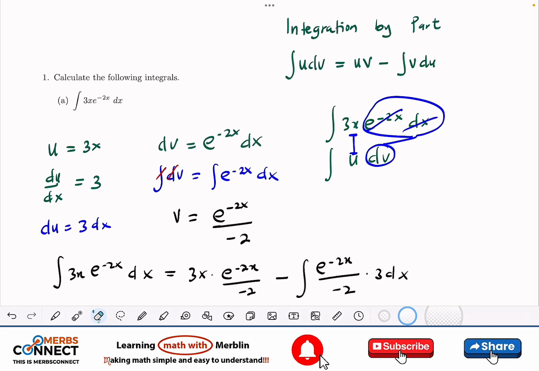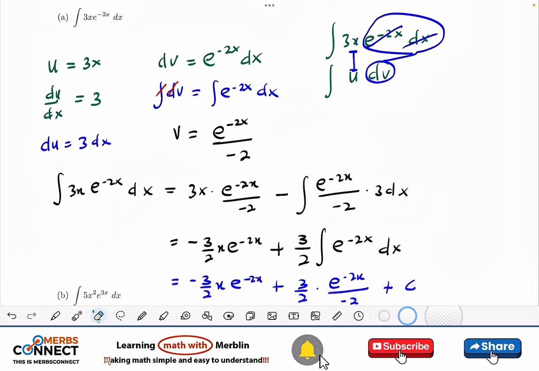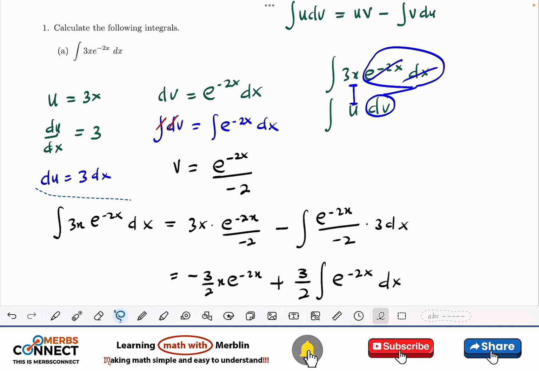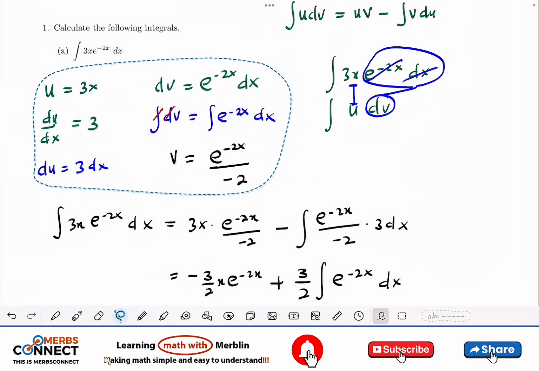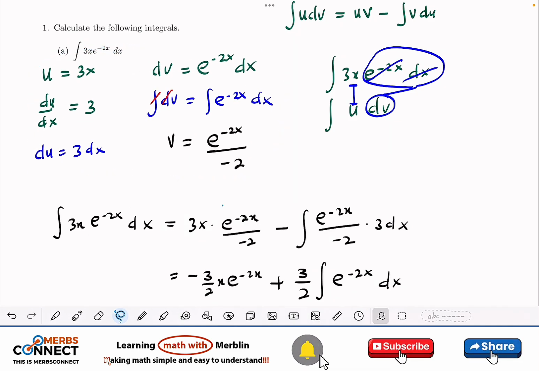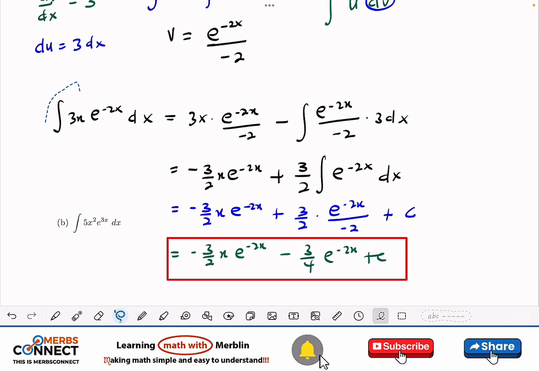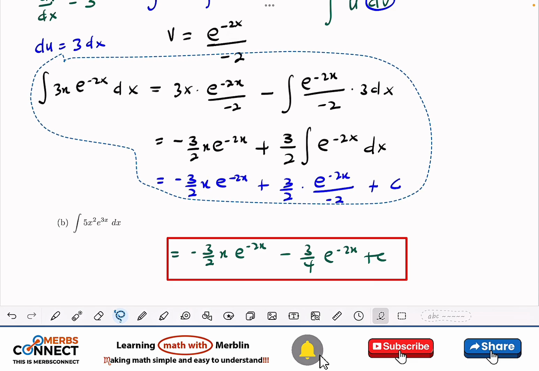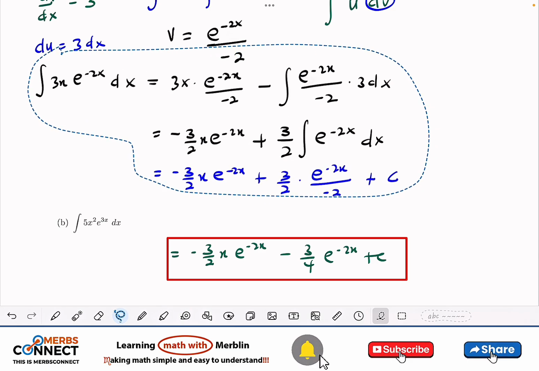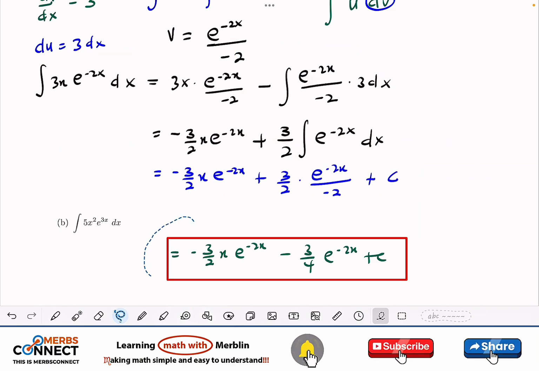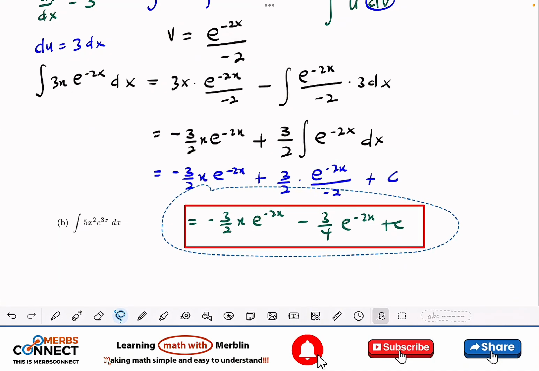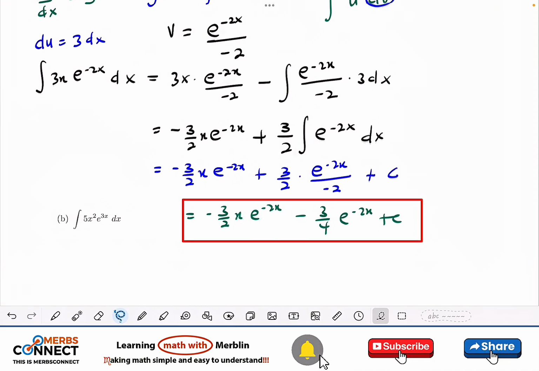So now let me just shift some of the solutions up so that we can look at the next question. Okay. So now let's look at the B. The B is interesting because for the B, we are going to actually do integration by parts twice because of something. So let's go and find out that thing.